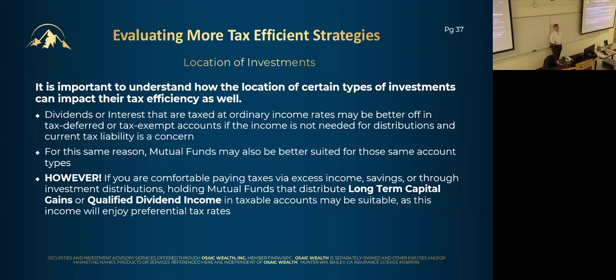But if you're comfortable paying taxes via excess income, savings, or through investment distributions, holding mutual funds that distribute long-term capital gains, or if they distribute qualified dividend income in taxable accounts, might totally be suitable, as that income enjoys preferential tax rates. Because if you get that 15%, or if your income's low enough, 0% capital gains rate, that's pretty fantastic. Even at the absolute highest rates, the highest rate that you'll ever pay on qualified dividend income or long-term capital gains is 23.8%. And if you're paying 37 or 40% total on earned income, that can still be pretty attractive.